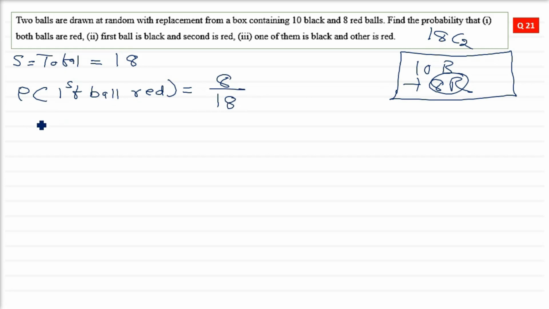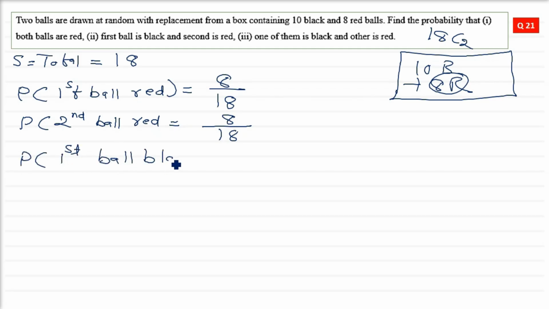8 by 18. Next, the probability that the second ball is red. When we pick the ball, and since the replacement is done, we are again getting 18 balls. So the probability remains the same. 8 are red, so 8 are favorable cases. 8 plus 10 are 18, which are the total number of cases. So 8 by 18 is what we are getting. Now, probability of getting the first ball as black. How many balls are there? Again 18. And how many blacks are there? 10 are there. So we write 10 by 18.